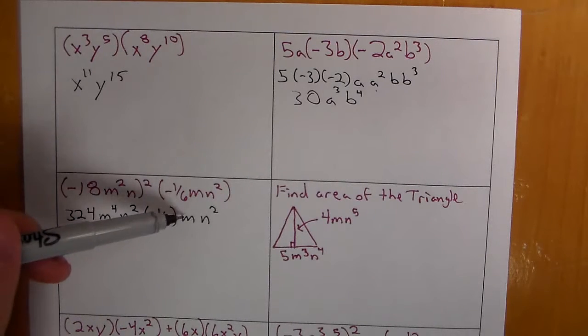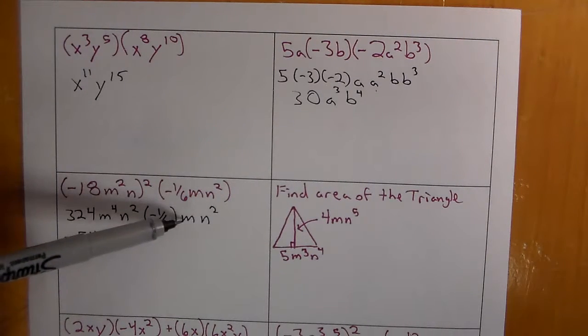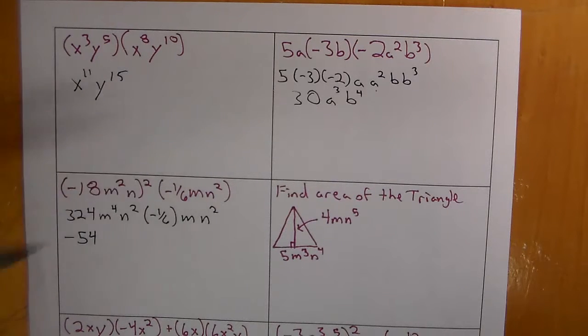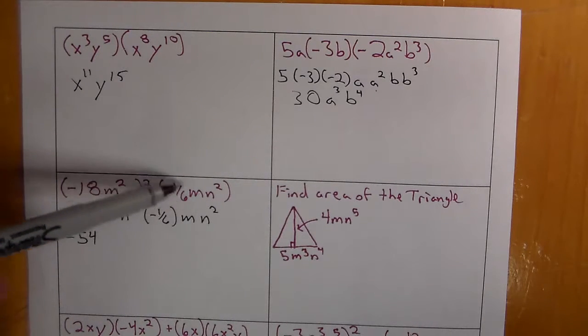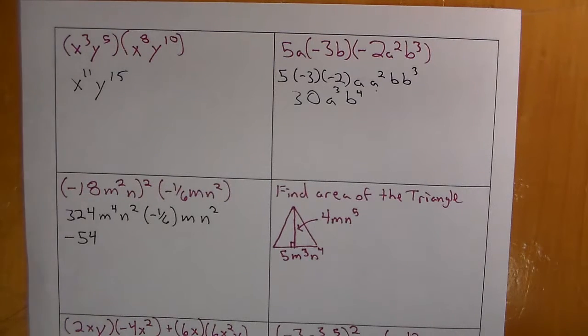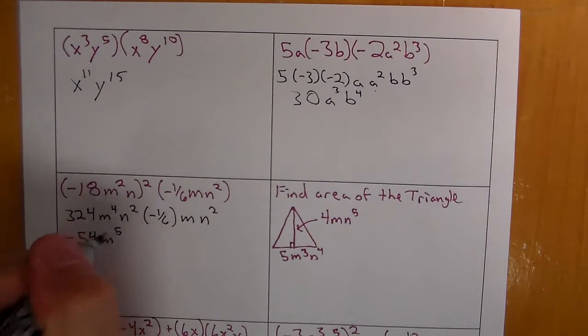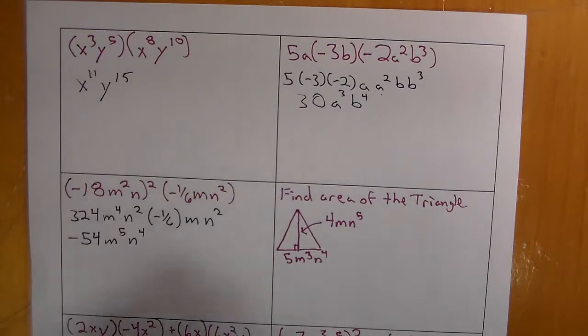I have m to the 4th and m. Now, I'm not going to worry about this negative as it pertains to m and n, because really it has nothing to do with it. The negative is just the value out in front. If it was a positive 1/6, it just doesn't affect it at all. So m to the 4th and m becomes m to the 5th. N squared and n squared becomes n to the 4th.